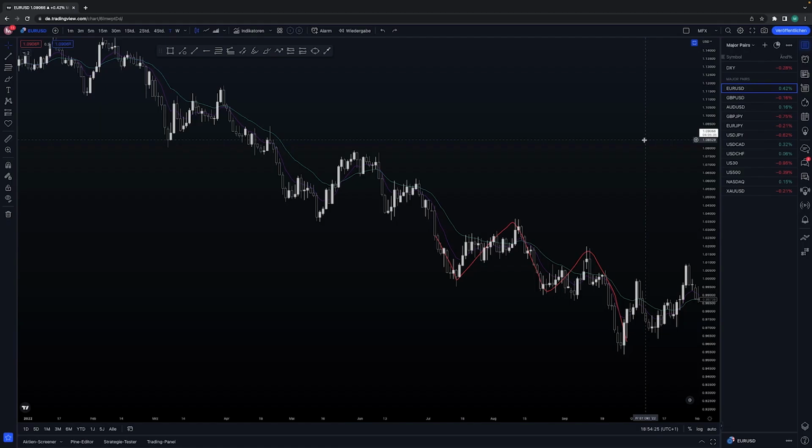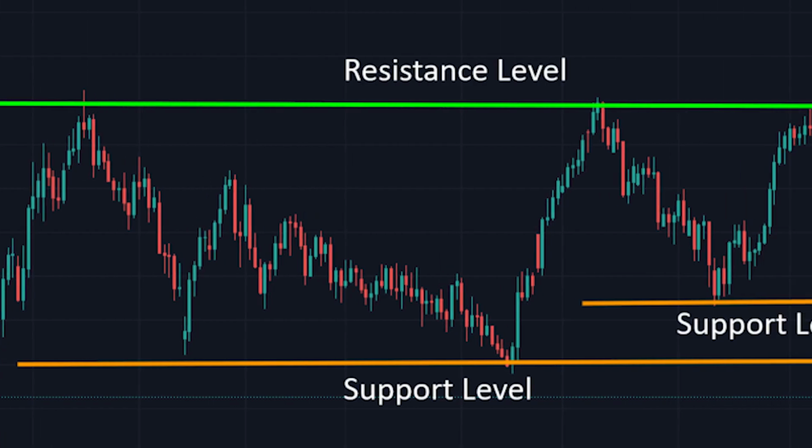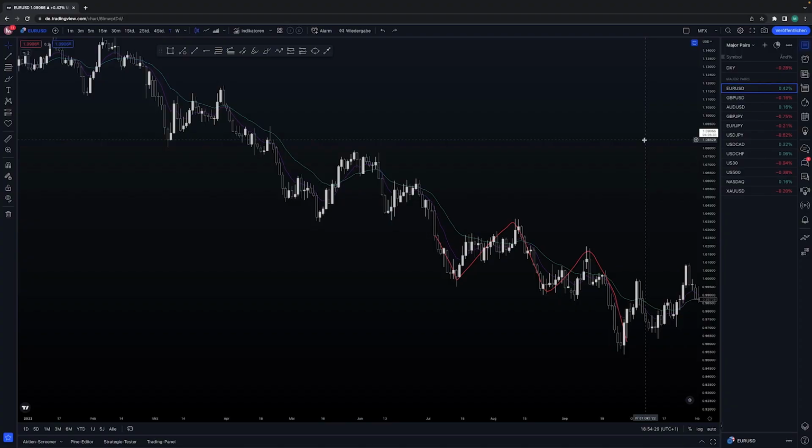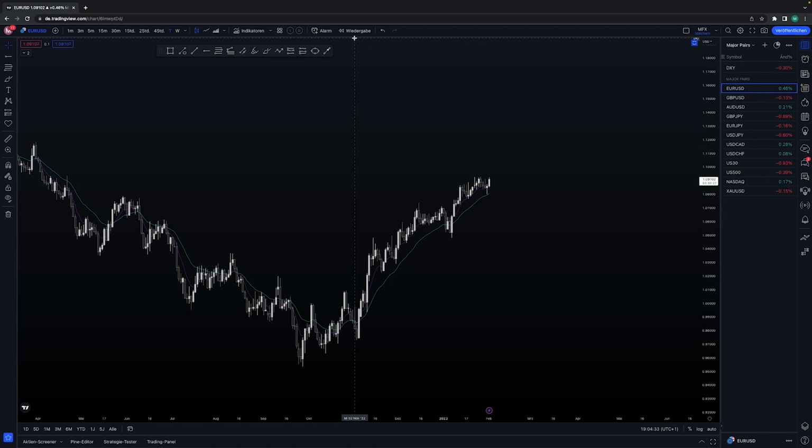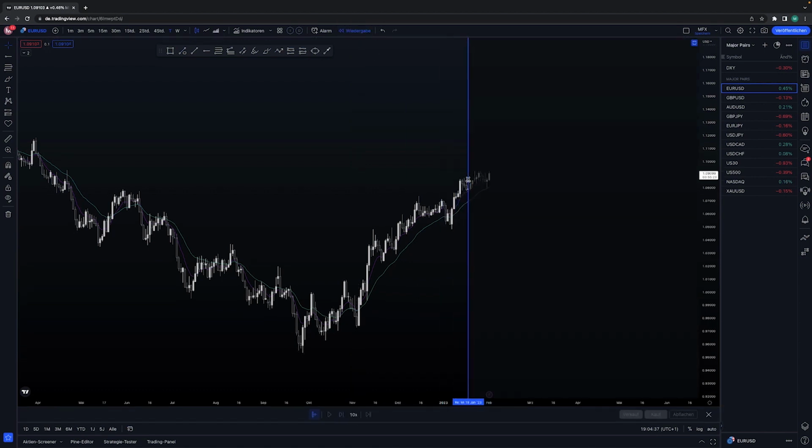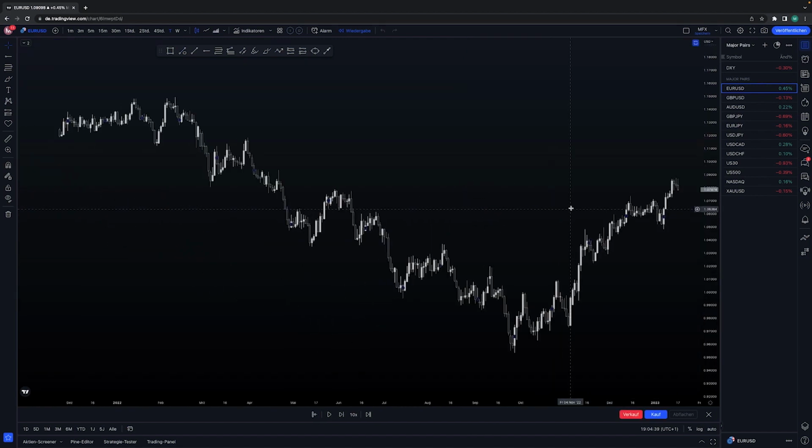Now the next step is to look for support and resistance. Once you determine the trend direction, you need to look at key levels of support and resistance. This will help you determine where price may pause or reverse. So for this example, I will show you a trade that I took on Euro-USD last week. We're using a bar replay so that I can show you what trade I was in, and it was around this time right here.